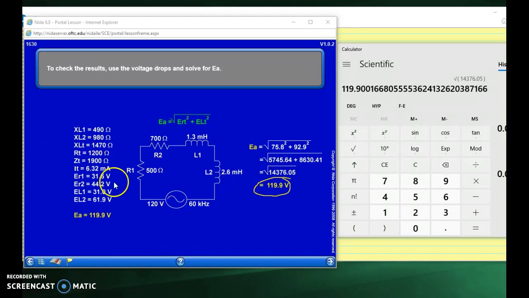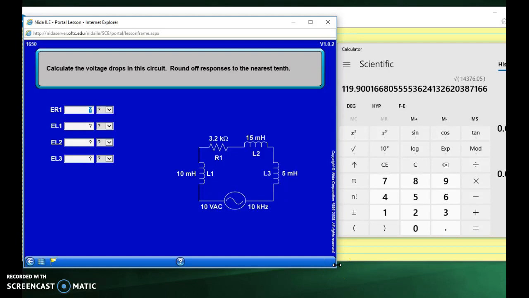Alright, so just a reminder, that formula for that was right up here. Didn't point that out a while ago. But to get the EA, we took the ER total squared plus the EL total squared, got the square root of that, and there you go. Just that simple. So again, it's a rather lengthy process, but if you follow it, it works just fine. So let's see what else is next. And of course, we're going to get some little rounding difference there. We got 119.9 as opposed to 120. That's close enough.